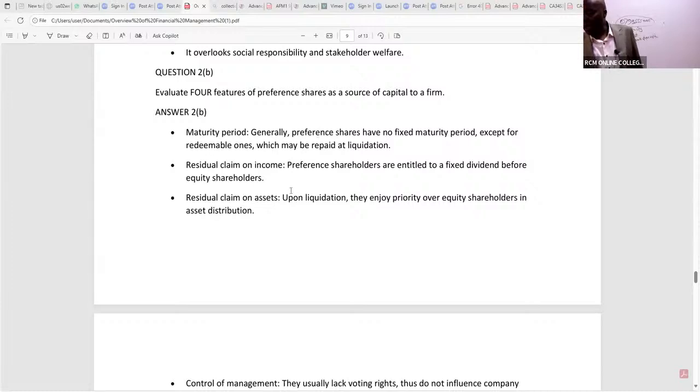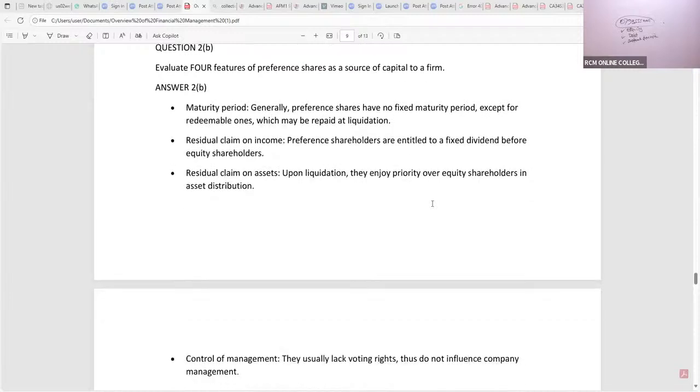Residual claim on income. Preference shareholders are entitled to a fixed dividend before equity shareholders. So they are entitled to their income before equity shareholders. Then we have residual claim on assets in case of liquidation, and then assets are sold. These guys will always stand a higher chance. So residual claim on assets upon liquidation, they enjoy priority over equity shareholders.